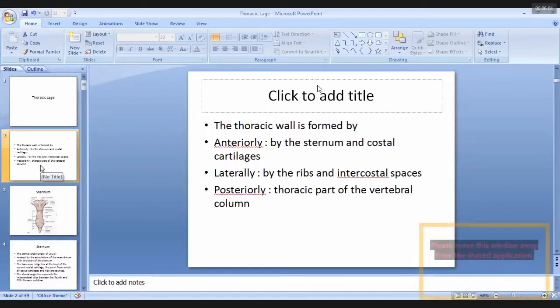The bony thoracic wall is anteriorly bounded by a bone that is known as the sternum, along with the costal cartilages. Laterally by the ribs, and in between the ribs there are intercostal spaces that lie on the lateral aspect of the thoracic cage, and the posterior boundary is formed by the thoracic vertebrae. So overall, the thoracic wall is anteriorly bounded by the sternum and costal cartilages, laterally by the ribs and the intercostal spaces, and posteriorly by the thoracic vertebrae, the thoracic part of the vertebral column.